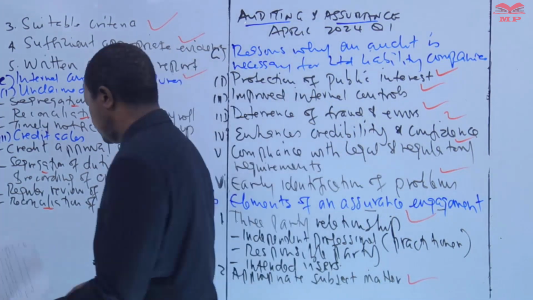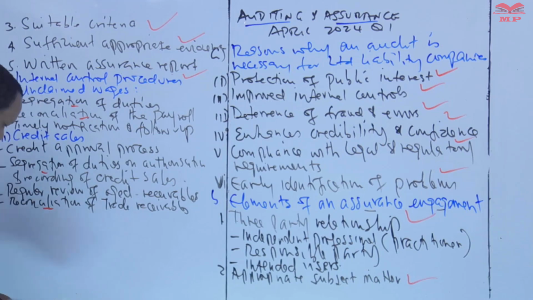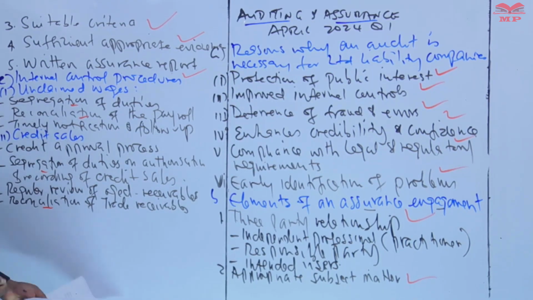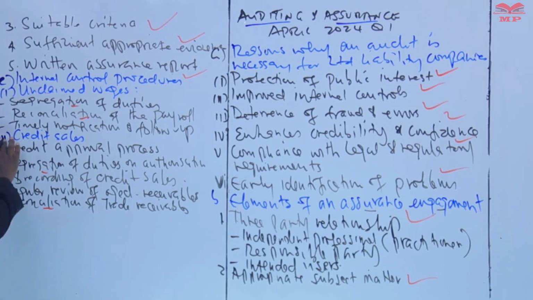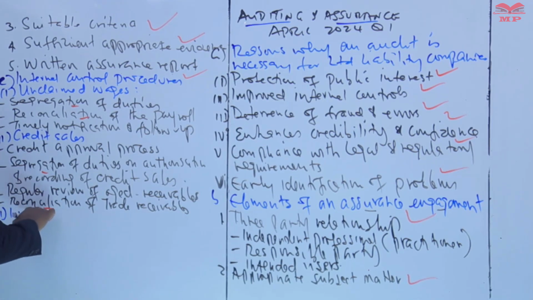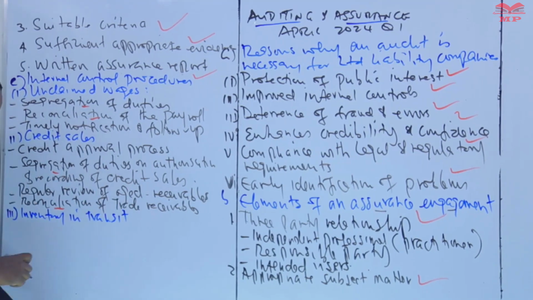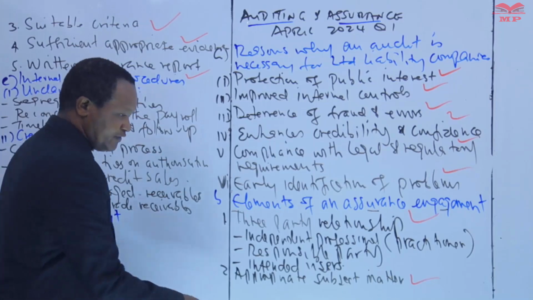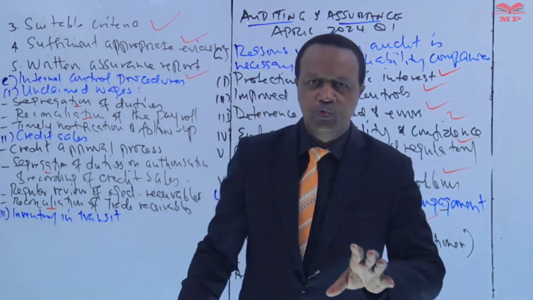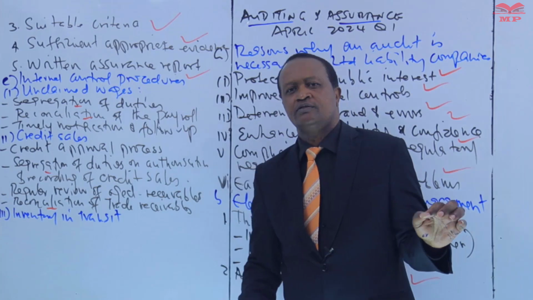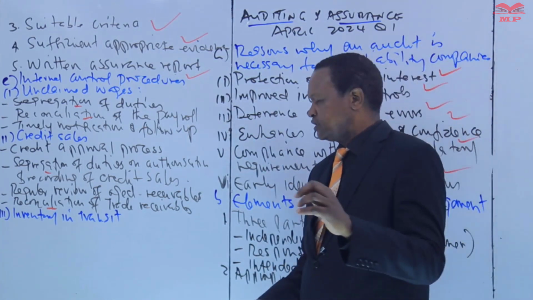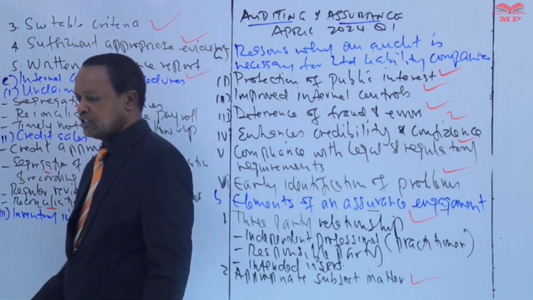Then we have inventory in transit. What are the internal control procedures? That is number 3, inventory in transit. What do you think about inventory in transit? These are goods in transit. What internal control procedures can be initiated?